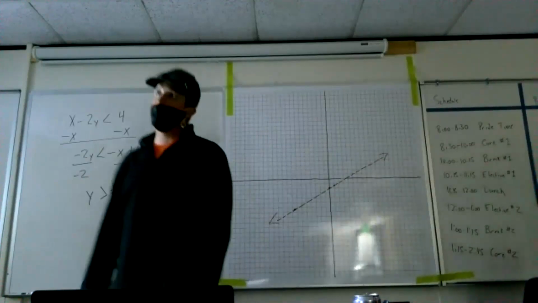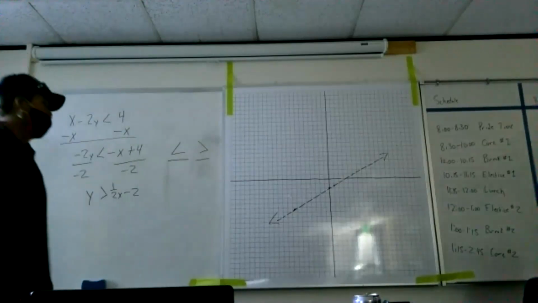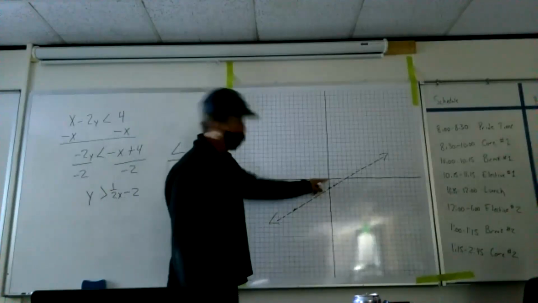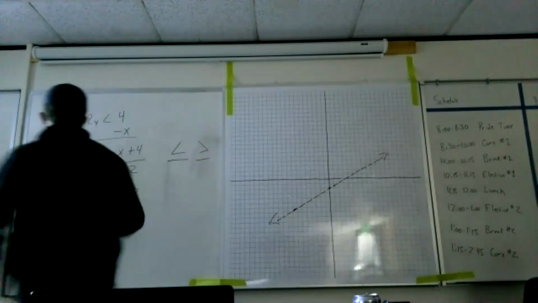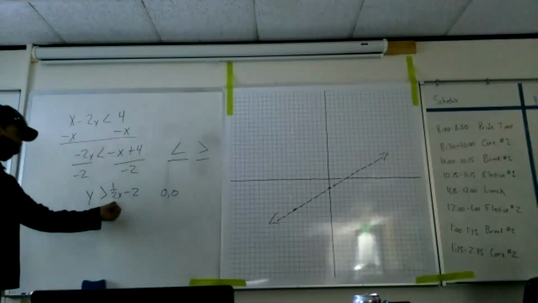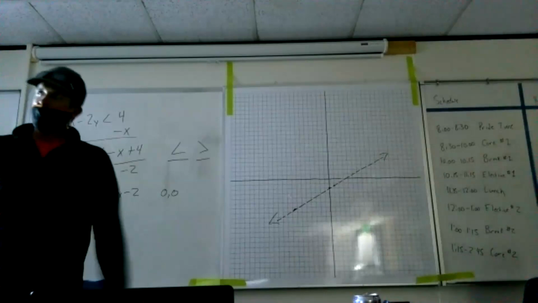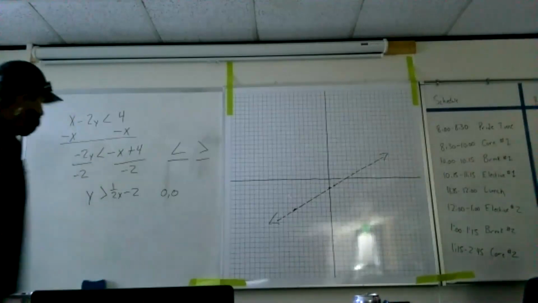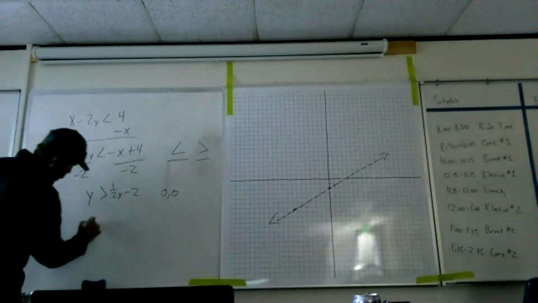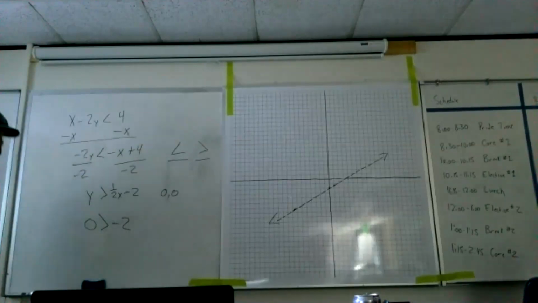But what I can do is plug in a very easy point to work with and double check myself. The easy point is my origin point right here, 0, 0. The reason I want to plug in 0, 0 is because it's going to take care of all my multiplication. Anything multiplied by 0 is going to be 0, so I'm just left with my constant, and it's going to make it very clear. So I plug in a 0 for x and a 0 for y, and I'm left with 0 is greater than negative 2. That's true.